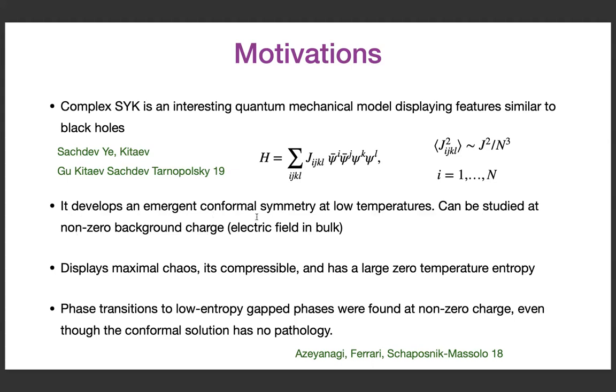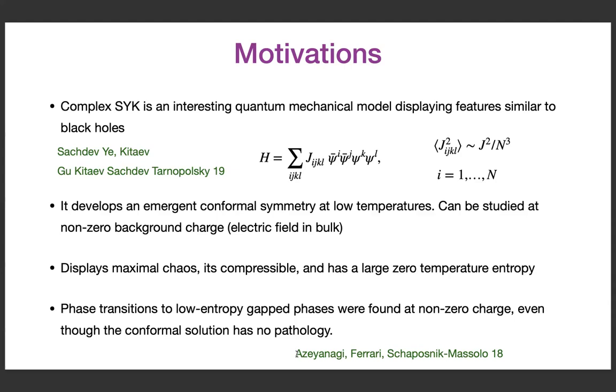This model develops an emergent conformal symmetry at low temperatures, and that's why it's interesting for holography, because it's believed to be dual to some theory of gravity in AdS2. In particular, it can be studied at non-zero charge because there is some U(1) here, and that corresponds to turning on some electric field in AdS2. Moreover, this model displays maximal chaos, which was one of the original motivations from the holography side for studying it. It's compressible, which means that one can change the charge by changing the chemical potential. And it has a large zero temperature entropy. If this AdS2 appears from some near-extremal black hole, then this is like the extremal entropy.